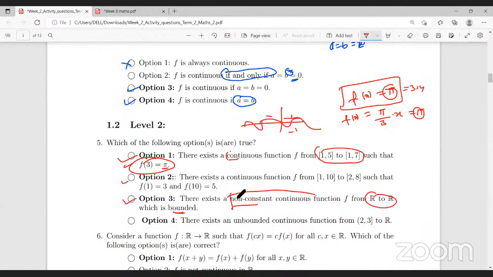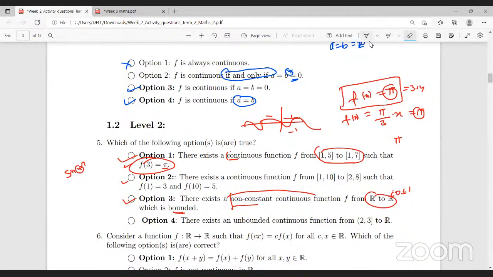Sir, sin x, how is it non-constant? No, a constant function means there is no variable. That is, f of x equals pi or any constant number, right? In sin x there is a variable, right? So it is non-constant. Sir, but the range of sin x is minus 1 to 1. So how can we say it's R to R? It is a codomain, right? So the range will be a subset of this codomain, right? So minus 1 to 1, right?